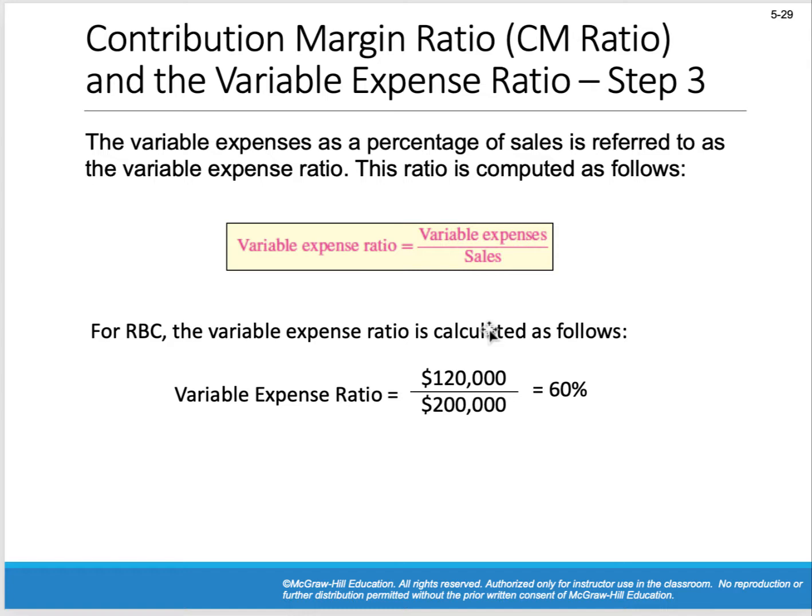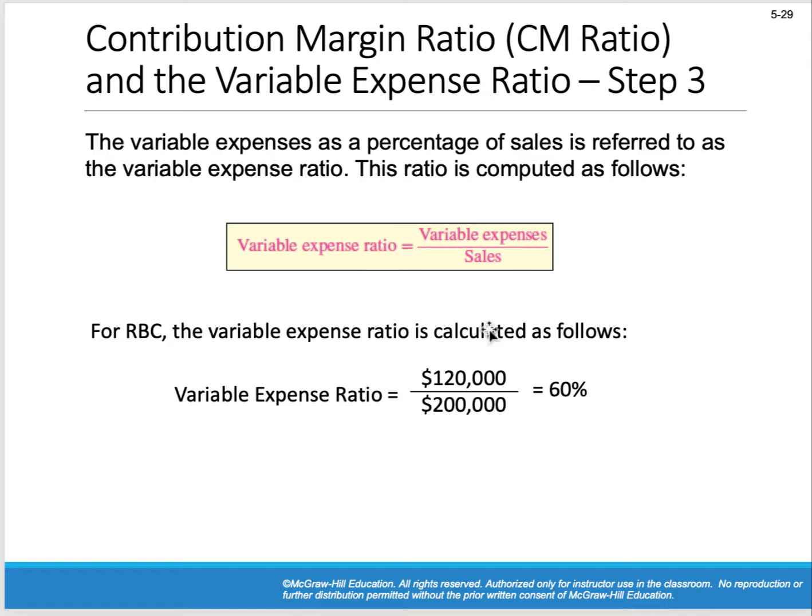Now, we can look at variable expenses in the same way, right? Remember, we're always going to report variable expenses in total and on a per unit basis. Well, we're going to take it a step further. We're going to take the variable expense and show it as a percentage of sales. We call this the variable expense ratio. So for RBC, we could see that the variable expense ratio is 60%.